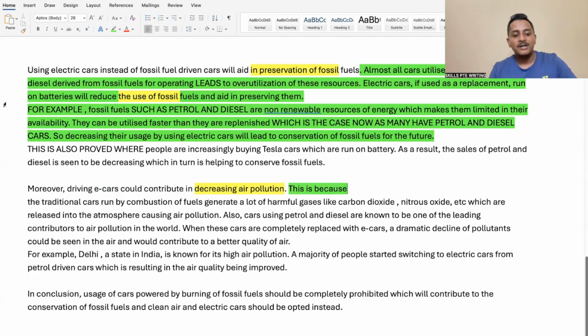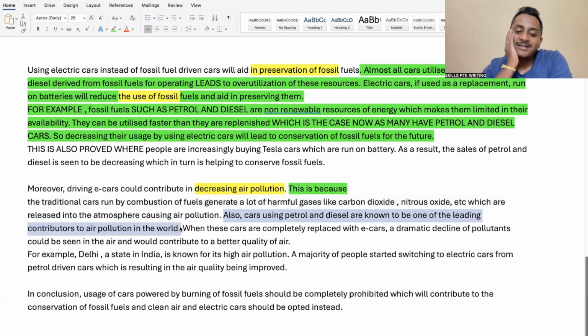That's the structure. The traditional cars run by combustion of fuel generate a lot of harmful gases like carbon dioxide, nitrous oxide, etc., which are released in the atmosphere, causing air pollution. It's a very lengthy sentence, could have been divided into two, but it's still fine. The petrol diesel cars pollute the atmosphere. Also, cars using petrol and diesel are known to be one of the leading contributors to air pollution in the world. Do you think this is a separate line compared to the previous one?